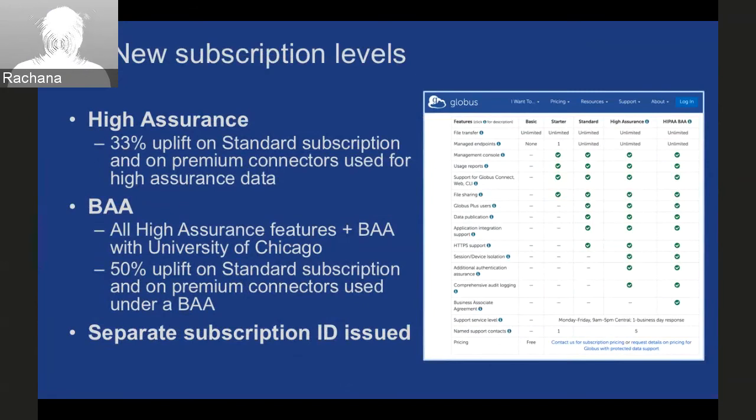In either of these cases, if you're a current subscriber, we end up providing a separate subscription ID for you. So you will essentially see two subscription IDs, one for your non-high assurance use and then one for your high assurance use. And then you can have separate subscription managers and tracking and so on. All the same features that you get with managing a regular subscription, you get with managing the high assurance one also.